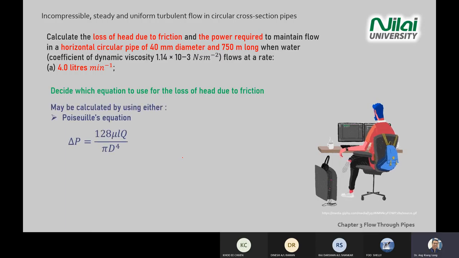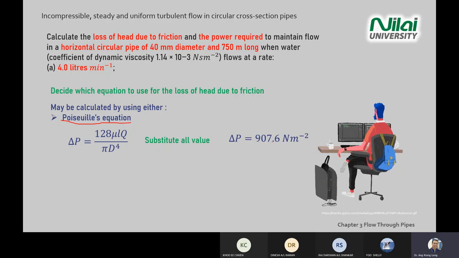So if you use the Poiseuille equation, delta P equals 128 mu L Q divided by pi D to the power 4. If you don't know or you forget what Poiseuille is, go back to the previous lecture and find it. Substitute all the values, you get delta P equal to 907.6 Newton per meter squared, or Pascal.